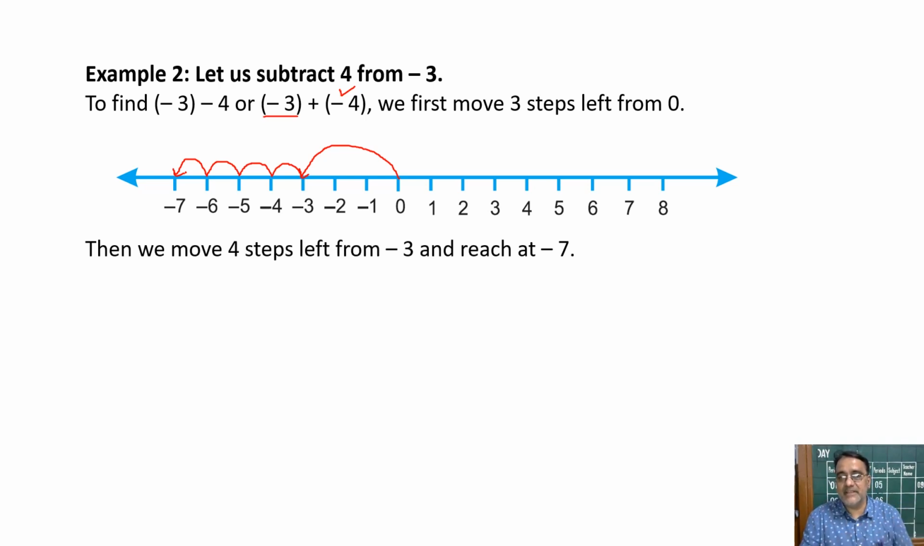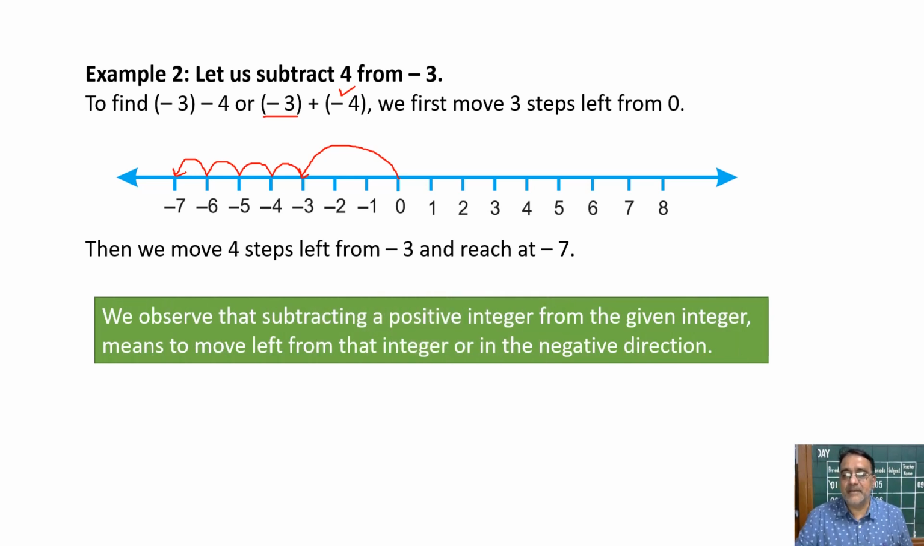So what we observe in these two examples, when we subtract a positive integer from a given integer, it means to move left from that integer. Is that clear? In the negative direction. दोनों एग्जाम्पल में हम लोग नेगेटिव डायरेक्शन में मूव किए. ओके, लेफ्ट साइड में. Okay, now we will see subtracting a negative integer from the given integer. अभी हम लोग क्या कंक्लूड किए? जब भी हम लोग पॉजिटिव इंटीजर सब्ट्रैक्ट कर रहे हैं, so we are moving left side, that is towards negative direction. Now we will see what will happen when we subtract a negative integer from an integer.